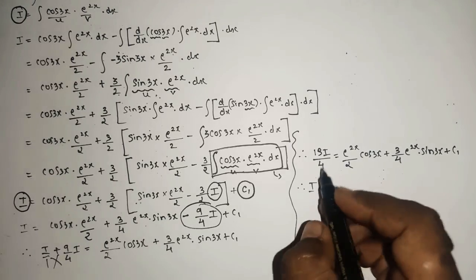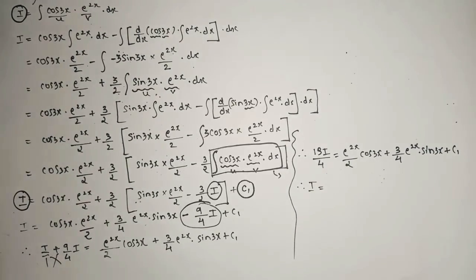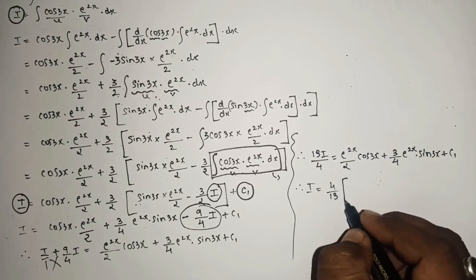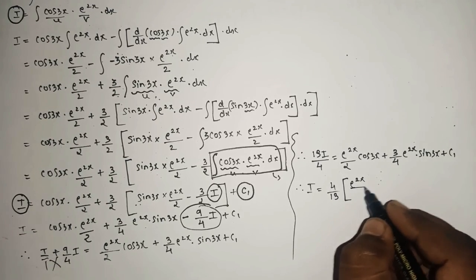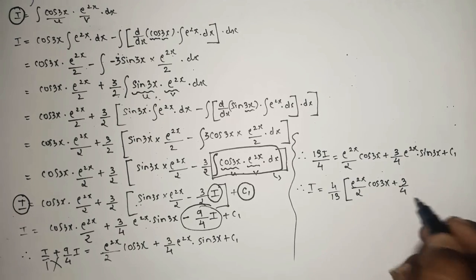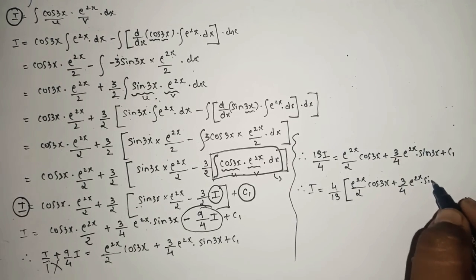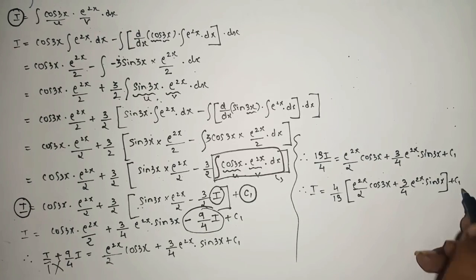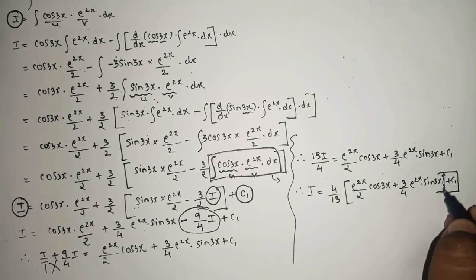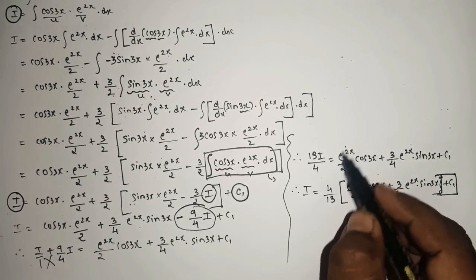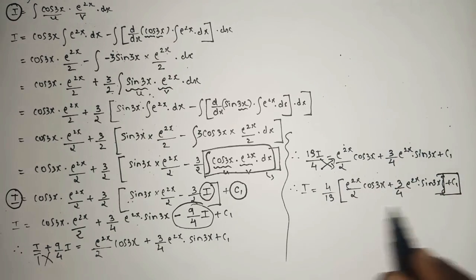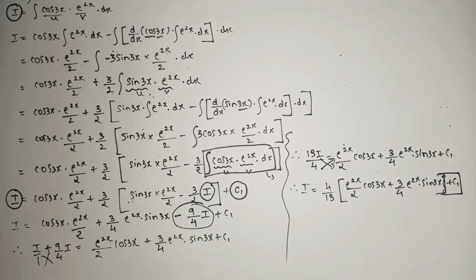Understood? So this 4 and 13 will go down like this. 4 upon 13 times e raised to 2x upon 2 cos 3x plus 3 upon 4 e raised to 2x into sine 3x, yes or no, plus c1. So that c1 also we write here. As we are shifting this, this 4 will go up and 13 will go down, and it will get multiplied throughout the terms.